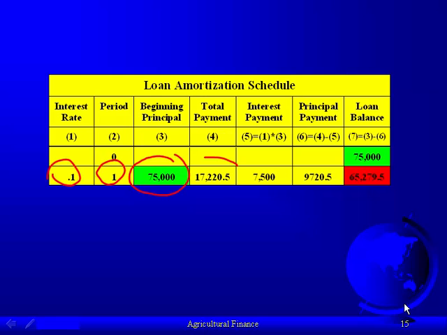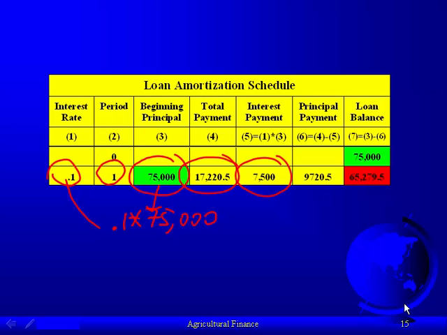The total payment was given. Look at your previous slide. We said this was a fully amortized loan. We calculated with our financial calculator that our total payment was going to be $17,220. Now let's go to column 5. We said that we would multiply this 10% interest rate times the outstanding balance in column 3, $75,000. What's 10% of $75,000? $7,500.